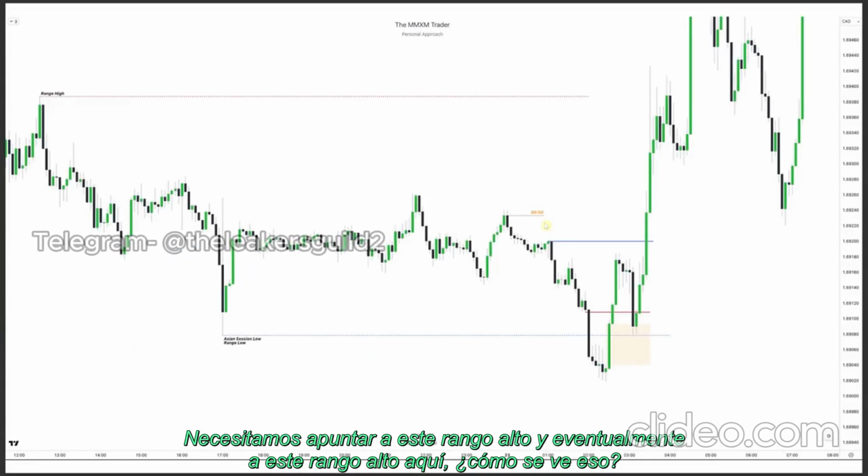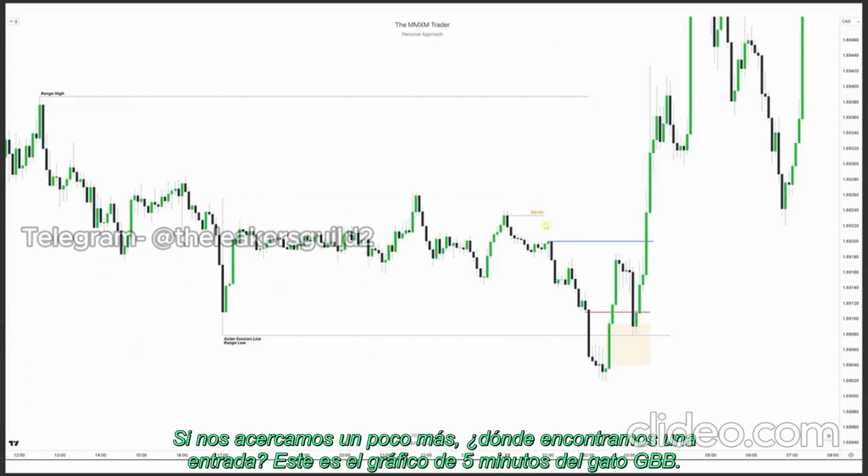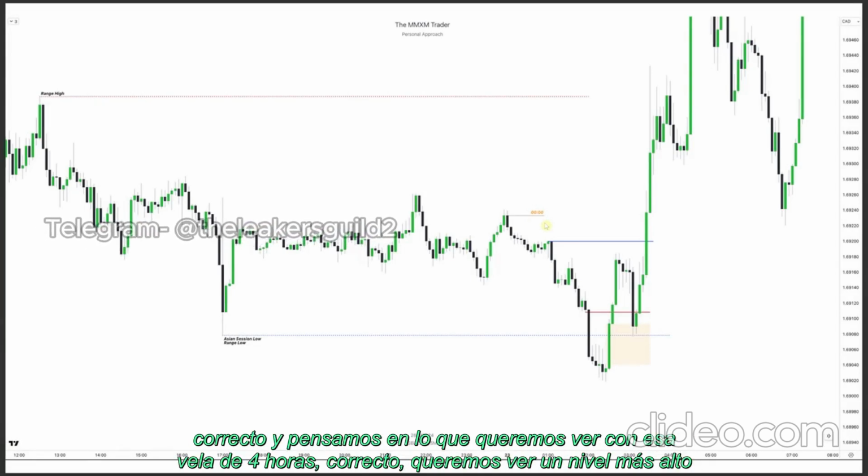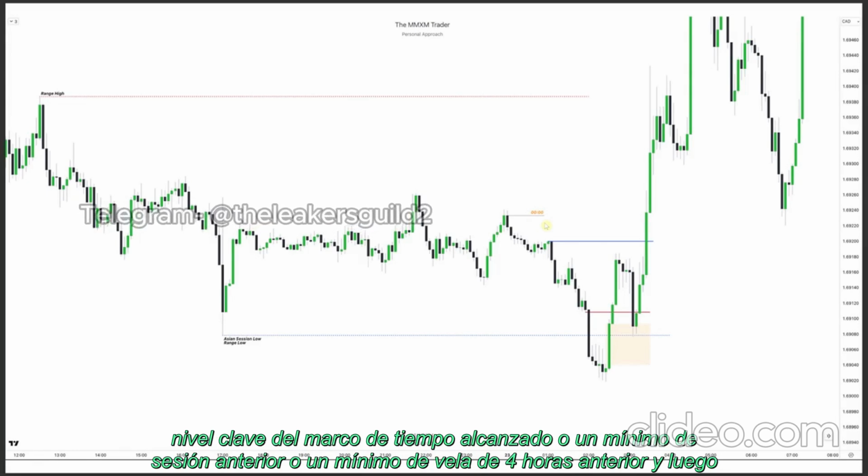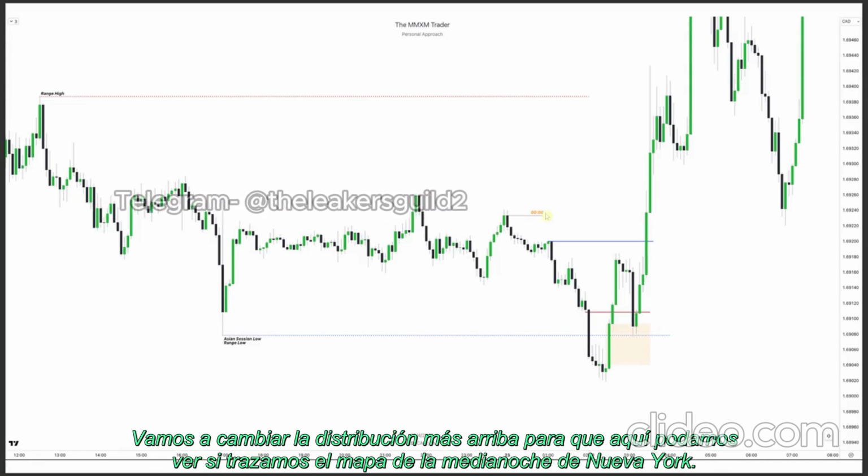So how does that look? If we zoom in a little bit more, where do we catch an entry? So this is the GBP CAD 5-minute chart. And think about what we want to see with that 4-hour candle. We want to either see a higher time frame key level hit or a previous session low or a previous 4-hour candle low, and then we're going to trade the distribution up higher.